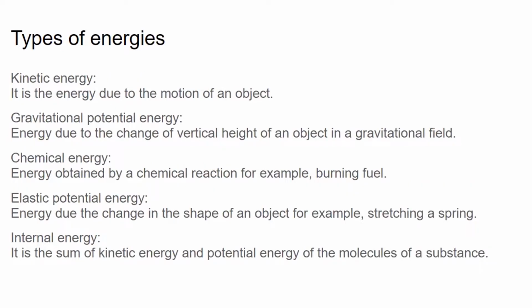So the first type of energy is kinetic energy, which is the energy due to the motion of an object. Gravitational potential energy is the energy due to the change of the vertical height of an object in a gravitational field. Chemical energy is the energy obtained by a chemical reaction, for example, burning wood or coal. Elastic potential energy is the energy due to the change in the shape of an object, for example, stretching a spring or a rubber band. Internal energy is the sum of kinetic energy plus potential energy of the molecules in a substance.